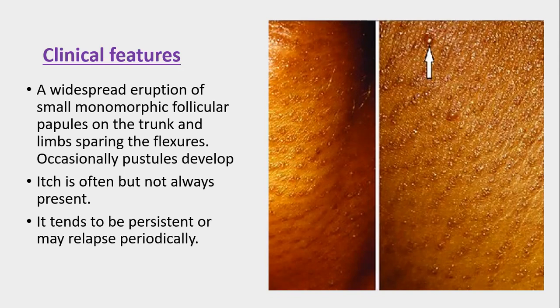Clinical features. It is characterized by a widespread eruption of small monomorphic follicular papules on the trunk and limbs, sparing the flexures. Occasionally, pustules develop. Itch is often but not always present. The condition tends to persist and may relapse periodically.